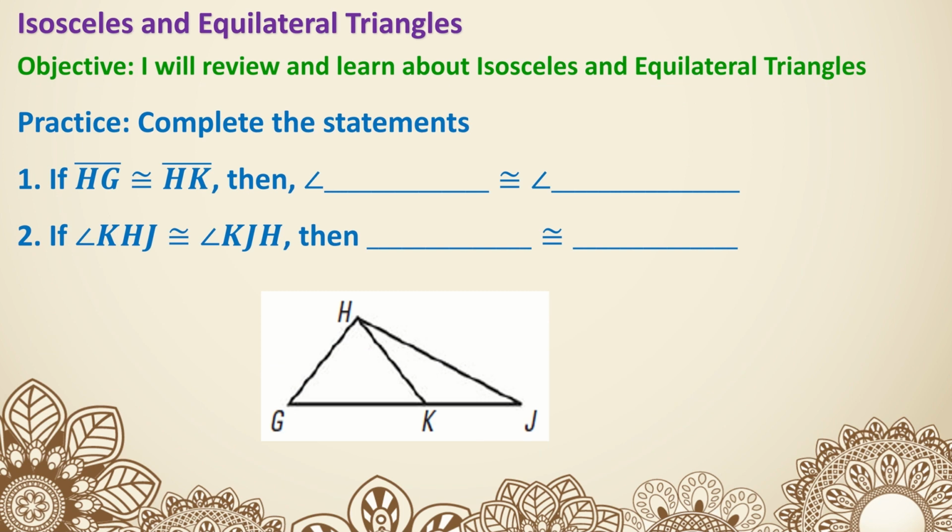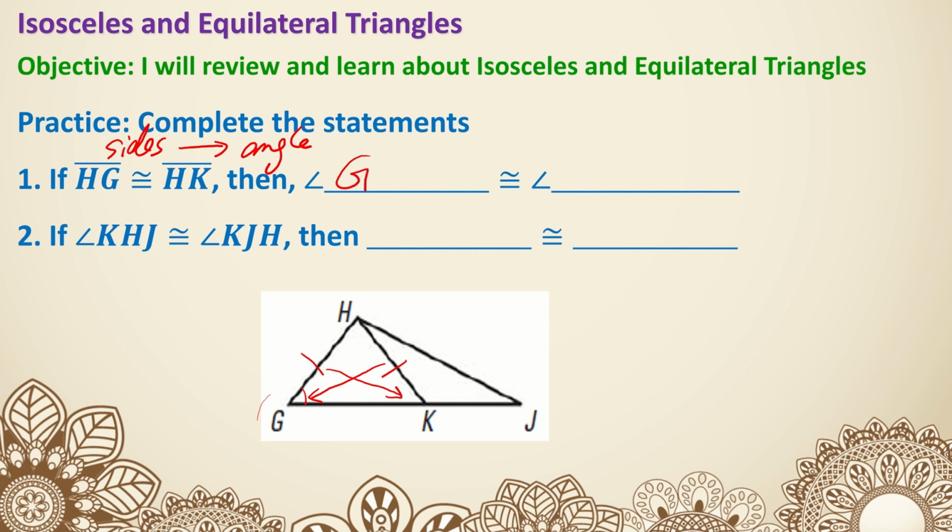So now let's practice with some statements. If side HG is congruent with side HK, so that means you are given the sides. So now you can conclude about the angles. The angle that's opposite of side HG is right here, and the angle opposite of side HK is right here. This angle is actually easier to name. It's just angle G.